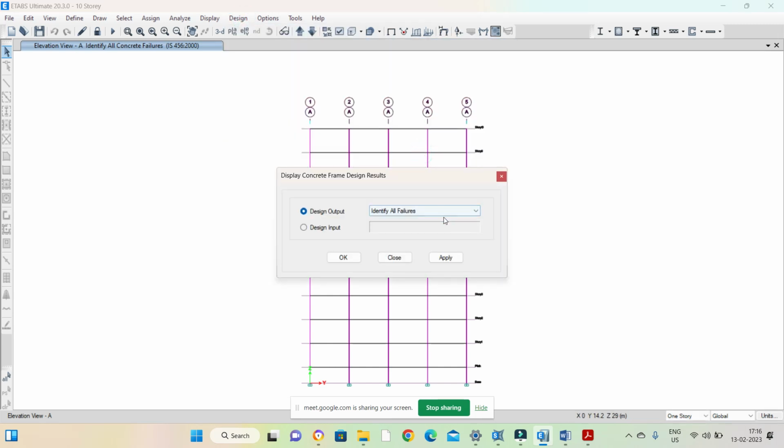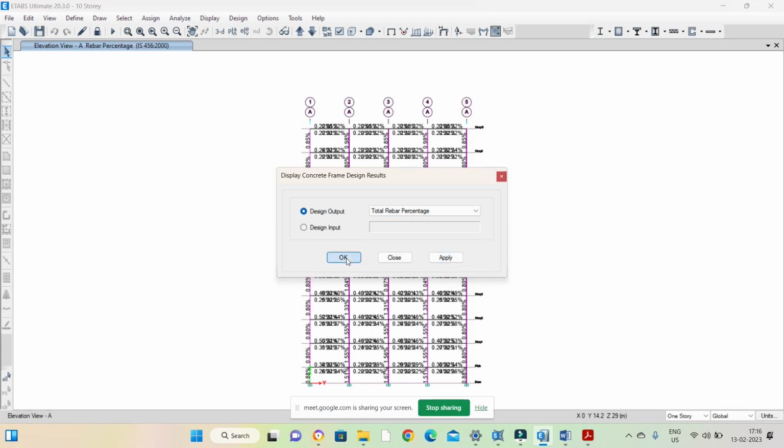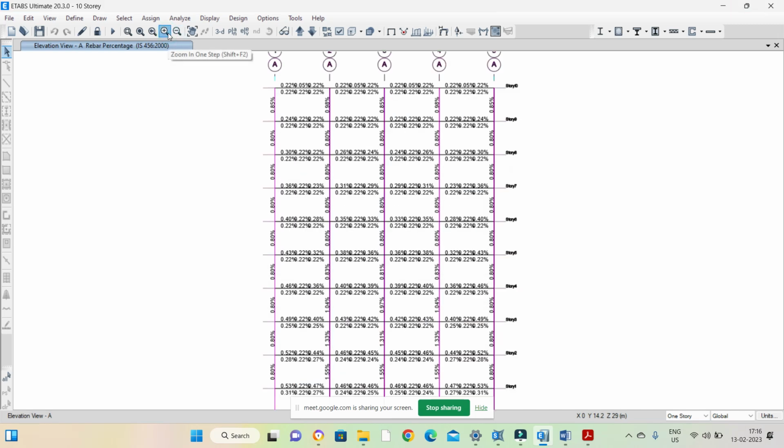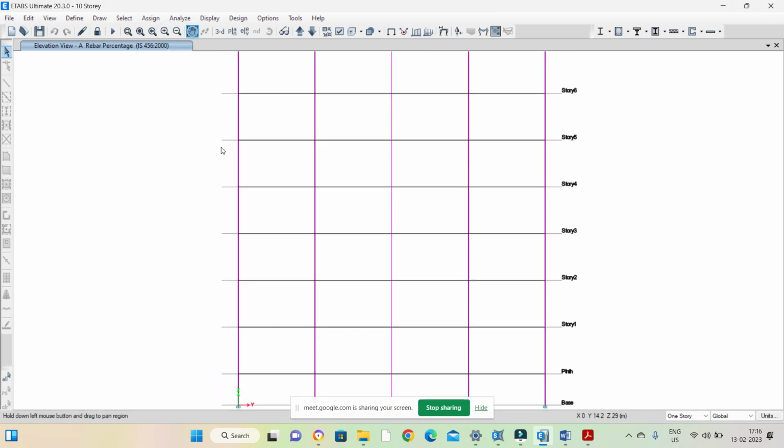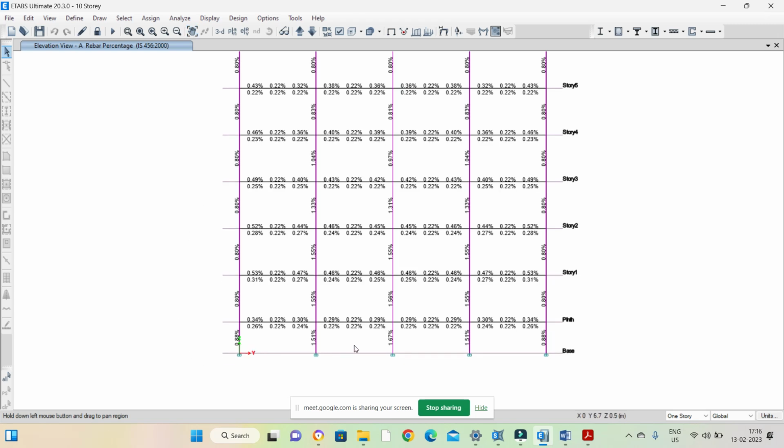Then let us also check rebar percentage. So it is ranging between 1.5, 1.5, 1.3, and at the corner columns it is 0.8. So in the last class I told, if you are getting 0.8 throughout, it means it is considering the minimum applicable reinforcement as defined in code. So your column is oversized, you can reduce the section for this. Okay, so I'll show this one also.